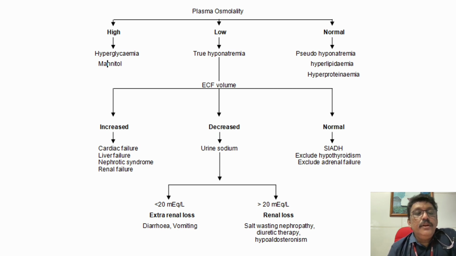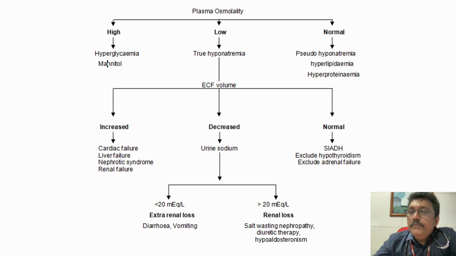If it is less than 20 milliequivalents, then it is not renal loss, it is due to diarrhea or vomiting. Now if ECF volume is normal, then it is SIADH. You have to rule out the causes for SIADH. Remember, in SIADH there is water retention, but there is no extracellular volume, there is no clinical edema.